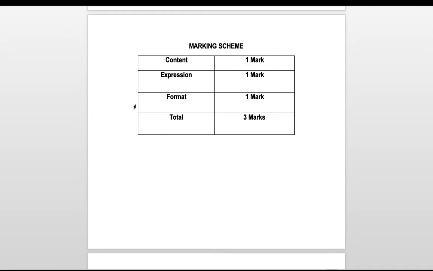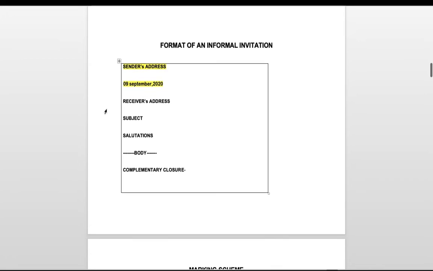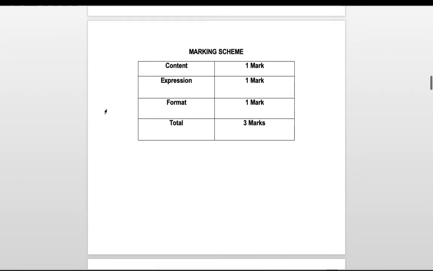You'd be given 1 mark for content, what you write in your invitation. 1 mark would be awarded for your expression, how you express your ideas, how you put forward your ideas, and 1 mark would be for your format. The formal invitation and informal invitation format that I just discussed, if you attempt that correctly, you would be given 1 mark. So in total, you would be given 3 marks for a correct invitation or an invitation reply.